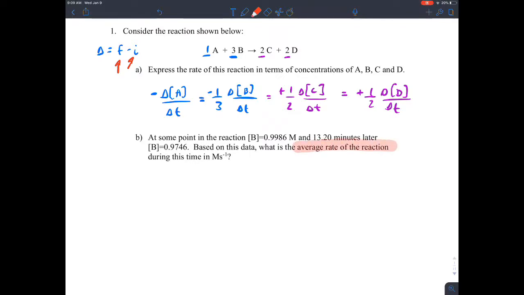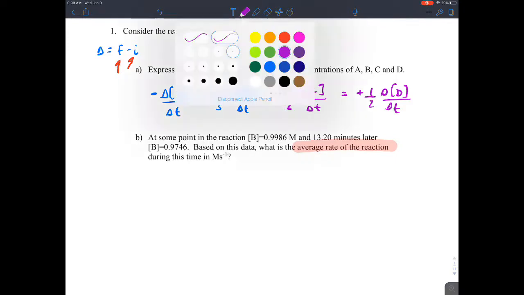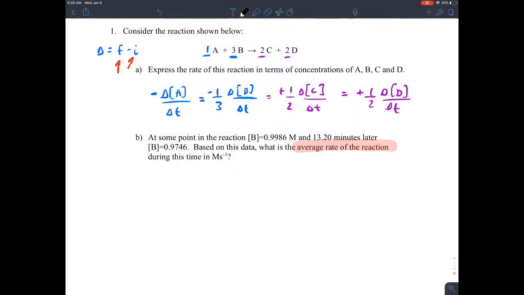So when we say determine the average rate of the reaction, I'm quite literally asking you to do the delta, in this case we're doing B, so it's going to be delta concentration of B over delta time. And we said that quite literally means concentration of B final minus the concentration of B initial over T final minus T initial.